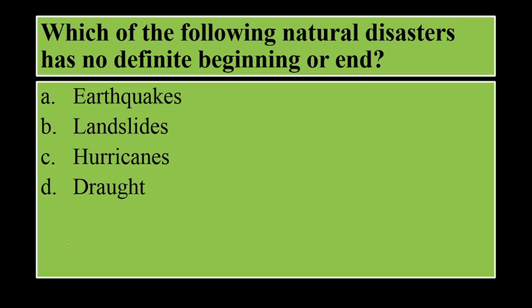Which of the following natural disasters has no definite beginning or end? Earthquakes, landslides, hurricanes, or drought? So drought, जो सूखा होता है, उसका कोई डेफिनेट बिगनिंग नहीं होती है और कोई एंड नहीं होता है. वो कब शुरू हो जाता है, कब ख़त्म होता है, यू डोंट हैव एनी फिक्स्ड टाइम कि अभी से शुरू हुआ था और अभी ख़त्म हो गया है. ओके, सो इट हैज़ नो फिक्स्ड बिगिनिंग और एंड.